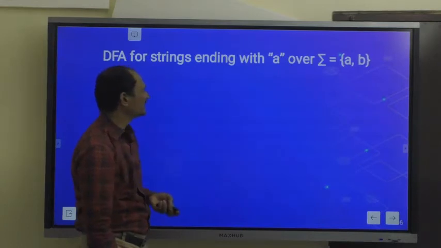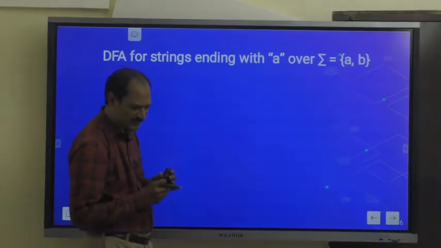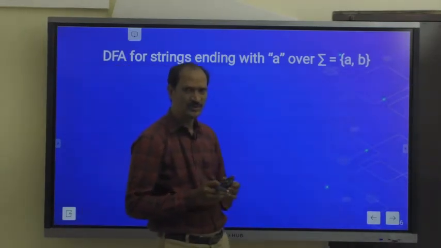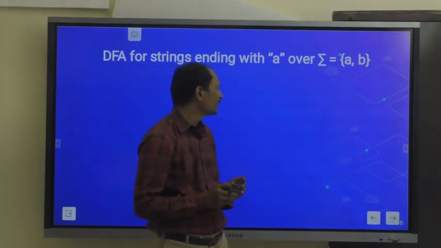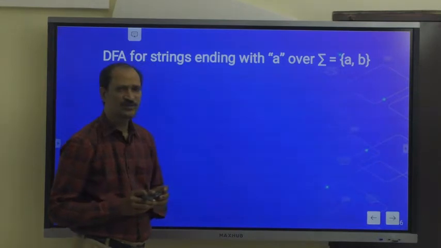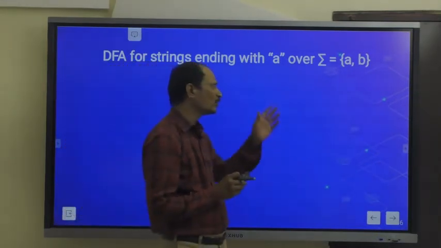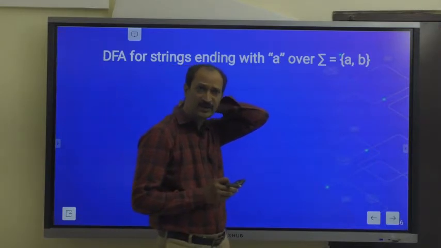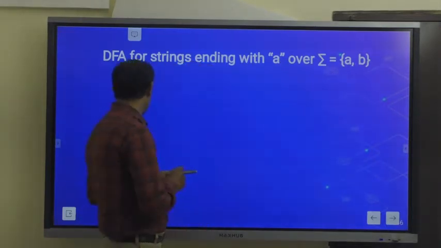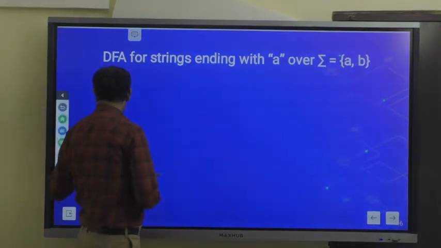Now, DFA for a string ending with A. This is an important thing that we are going to do. I am going to construct a DFA that accepts the set of all strings ending with A over the alphabet sigma equal to A, comma B. There are 2 letters in the alphabet. Now we are going to construct such a DFA machine. Now let me construct it.